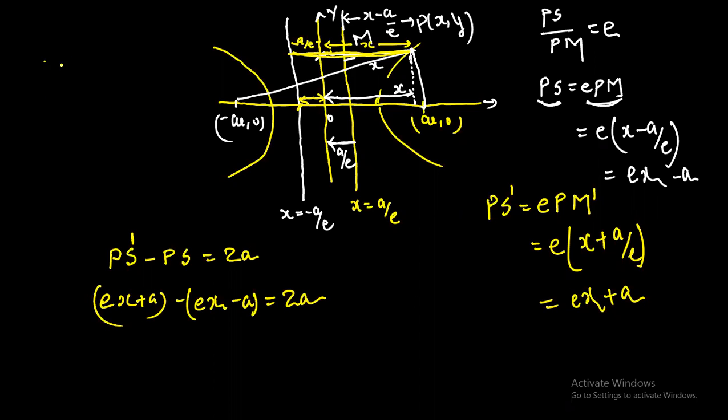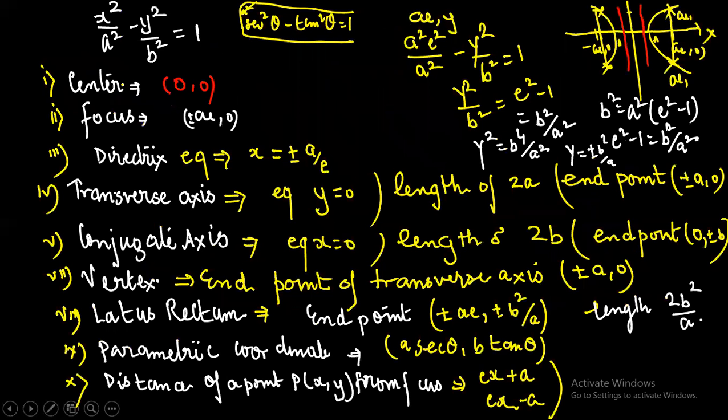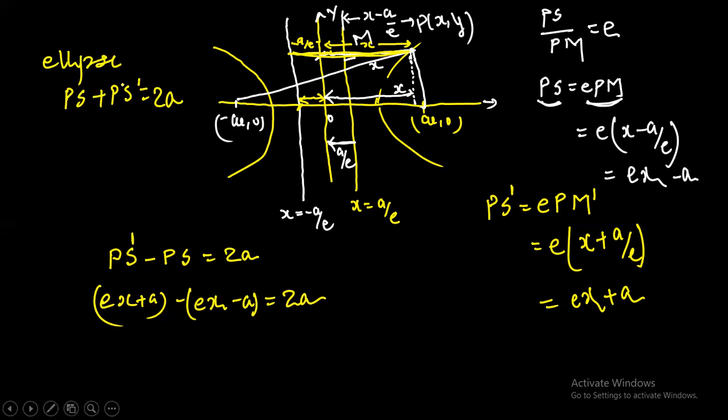And for the ellipse, if you remember, it is written as PS plus PS dash is equal to 2a. So I'm repeating the other formulation for the hyperbola: a point P which moves in such a way that the difference of the distances from two fixed points remains constant, equal to the length of the transverse axis, is called a hyperbola. And if it is the sum of the distances from two fixed points that remains constant, then it is called an ellipse.